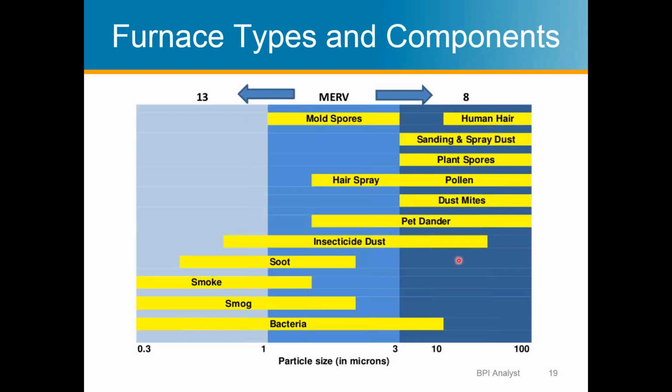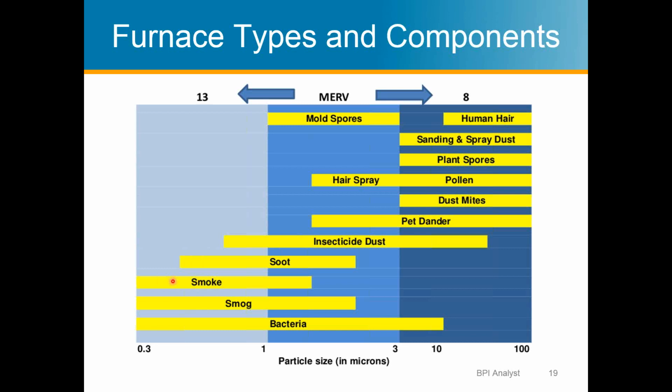And just a little bit better view of that chart. Conceptually it gives you an idea of what can be filtered out with the different MERV ratings. Anything from human hair down here, pretty much everything's going to catch that. And then moving up, these high MERV filters can even stop smoke and smog and bacteria.